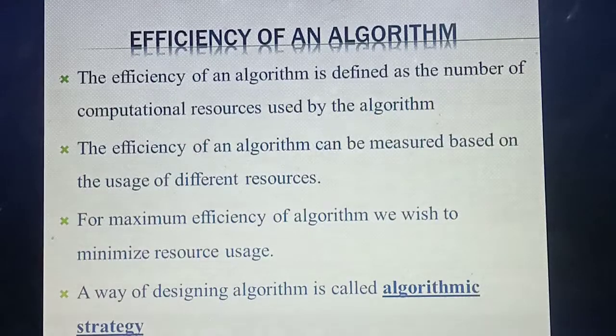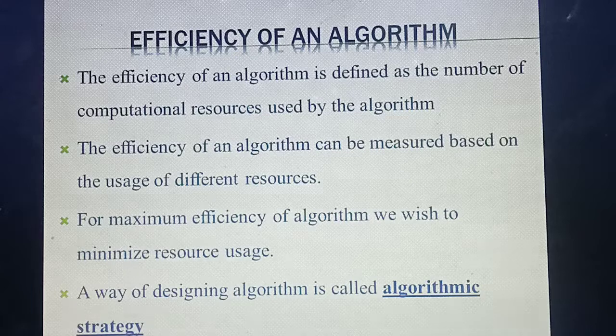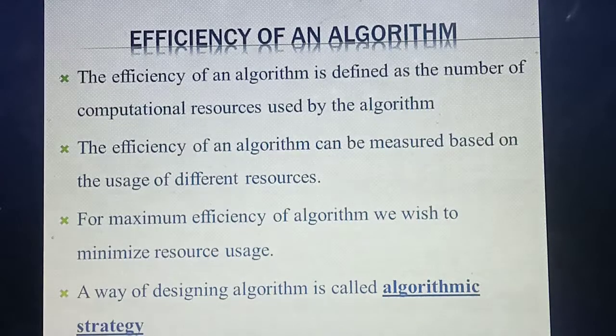So the efficiency of an algorithm is measured based on which one? How much resource you are using. Okay, so the maximum. So if we are saying it's a good, efficient algorithm, when you will say a good efficient algorithm, it means minimize our resource usage. Okay.